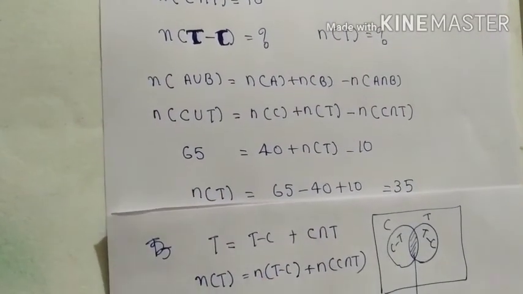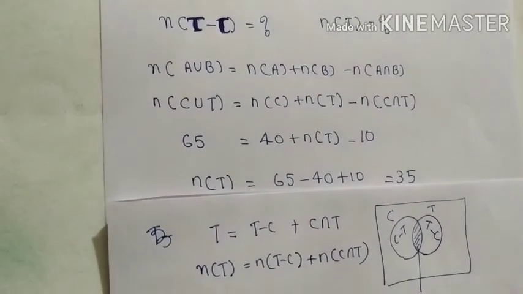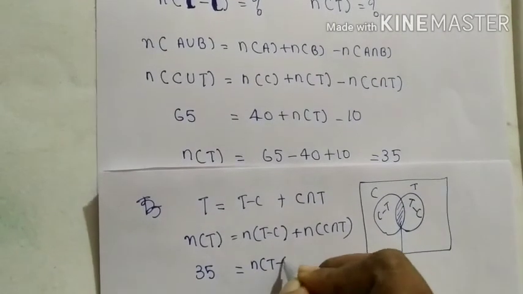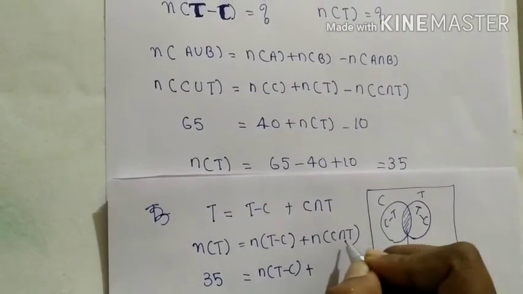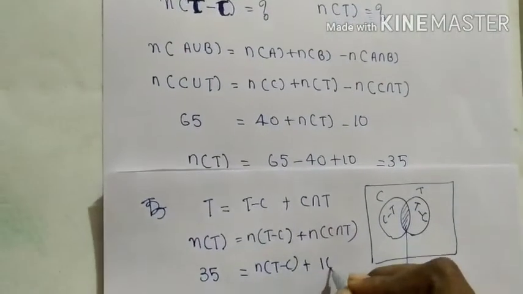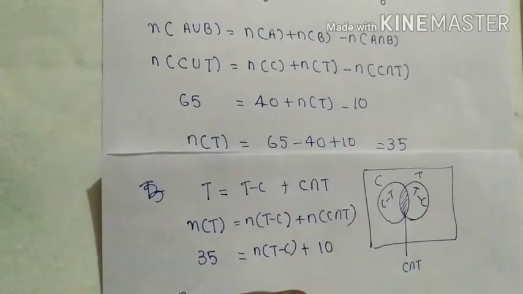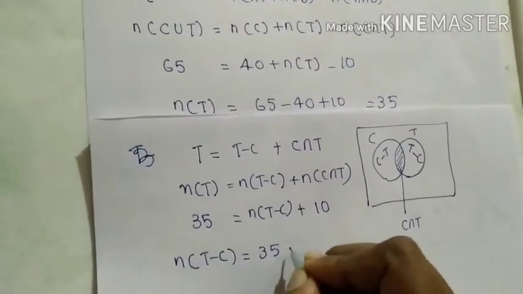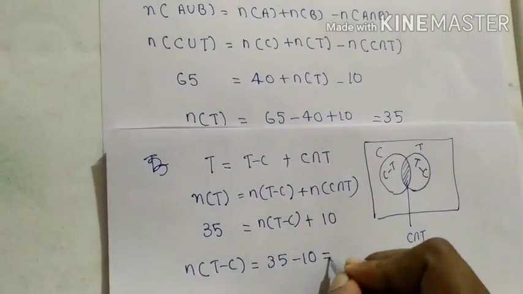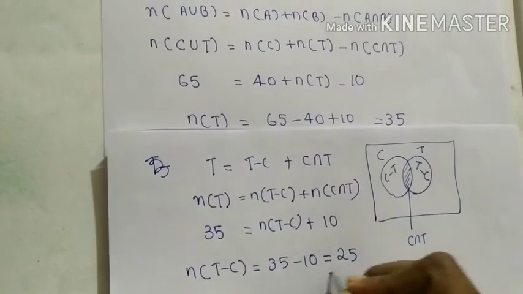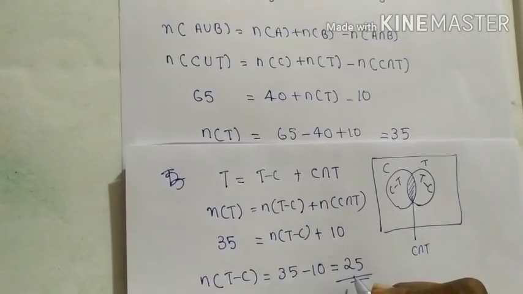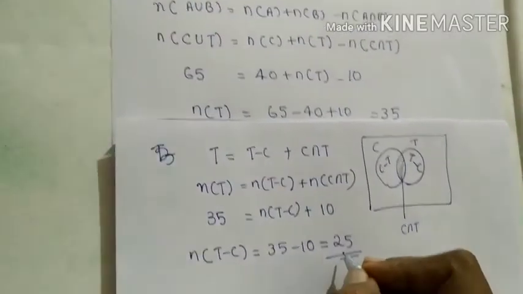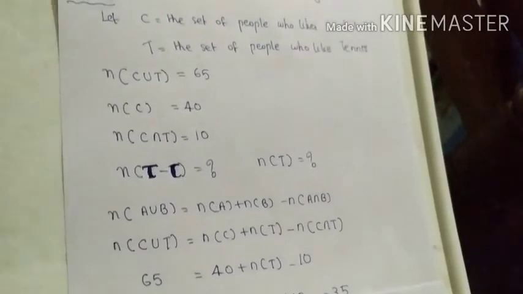So just substituting here n of t as 35, n of t minus c is not given, and n of c intersection t is given as 10. From this we get n of t minus c equal to 35 minus 10, it will be equal to 25. So 25 people like tennis only and not cricket. I hope you understood the whole question.